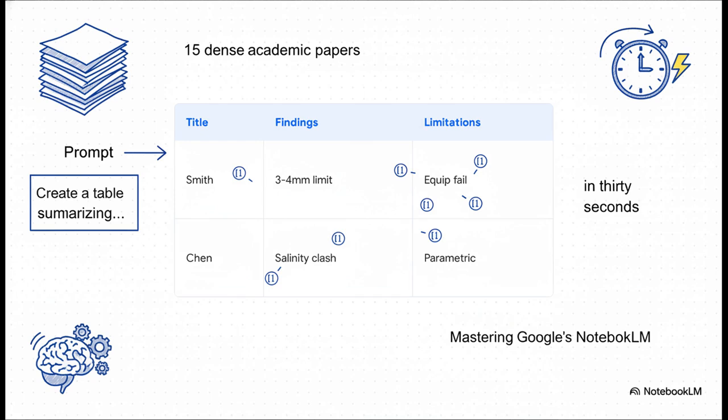Imagine you just uploaded 15 dense academic papers. You simply prompt it, hey, create a table summarizing each paper's key findings, methods, and limitations. Boom. In 30 seconds, it reads everything and generates a perfectly structured, cited comparison table just like this. And remember, every single piece of data in that table has a tiny citation number attached so you can instantly verify the source. It's basically magic.